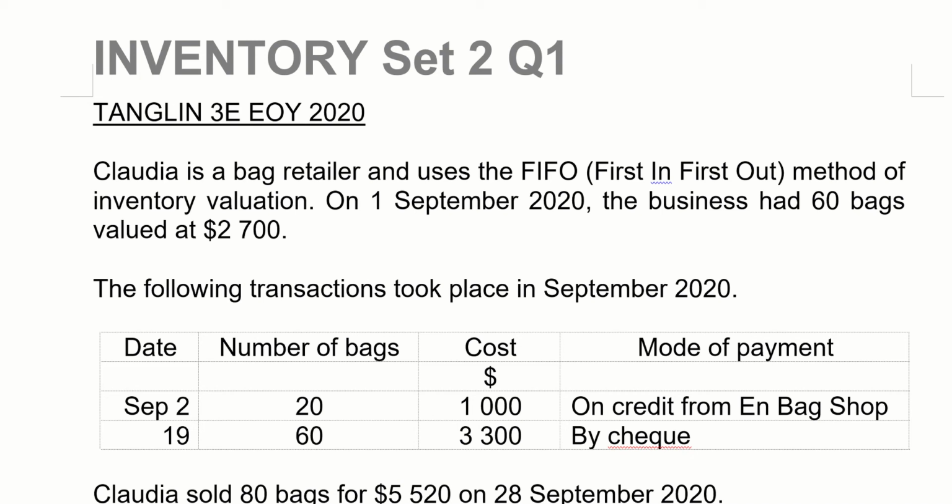The first one is that in our syllabus, we assume the first in, first out method of inventory valuation. That means that whatever your business buys first, you will sell first. Does this always happen in real life? In reality, no, it doesn't, but it is to make things simpler for you. All right, so first in, first out. Whatever you buy first, you sell first. So that is something that we need to take note of.